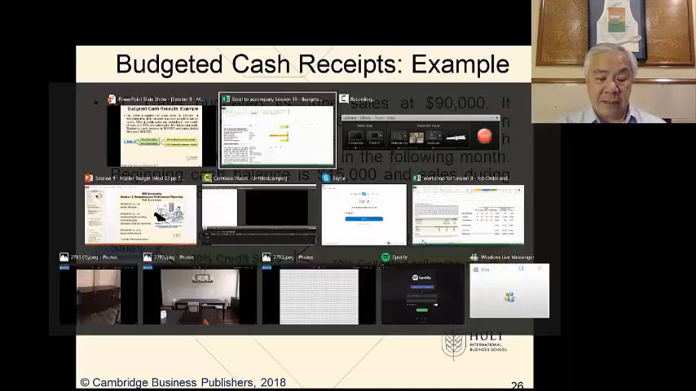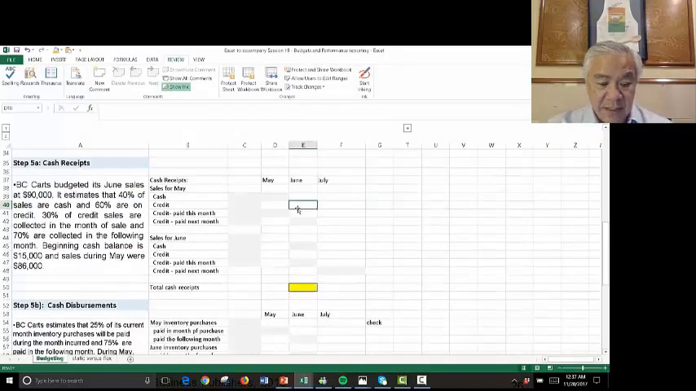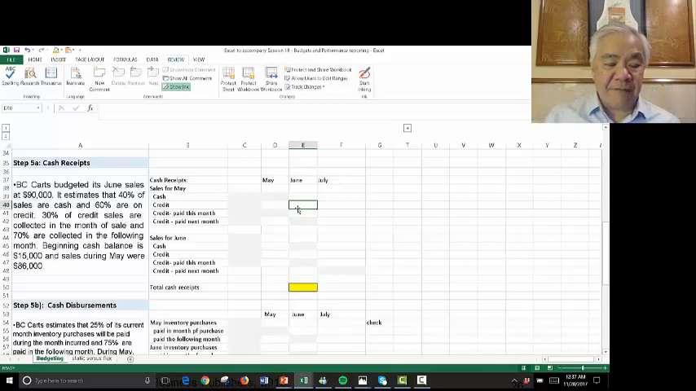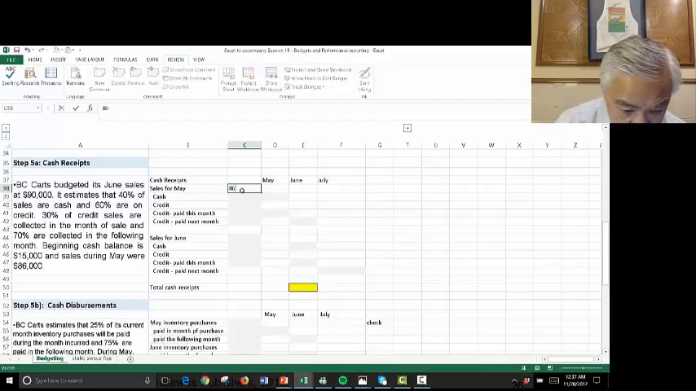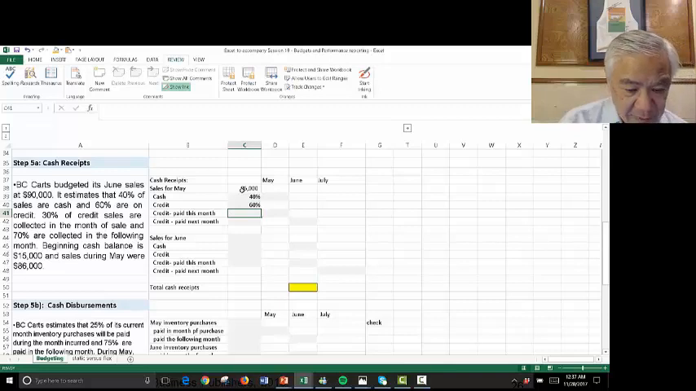So let's hop back into Excel and go into cash receipts. All right, so we'll have to do this a little slowly because we hop from month to month. First, we look at sales in May, $86,000. And there's a percentage in cash, and it's 0.4. Credit's 0.6. Of the credit, the paid this month is 30%, and the rest is 0.7.